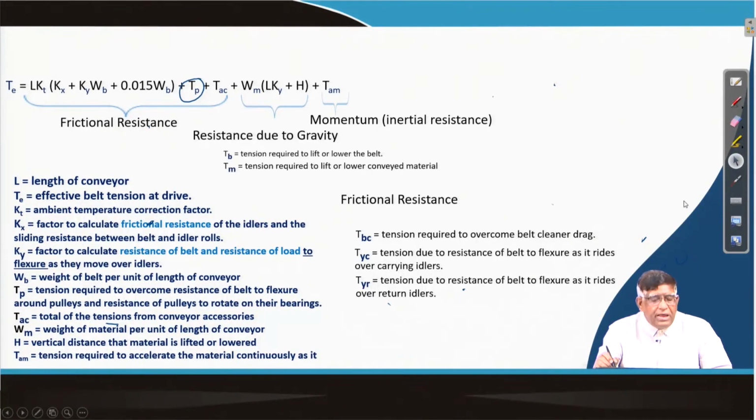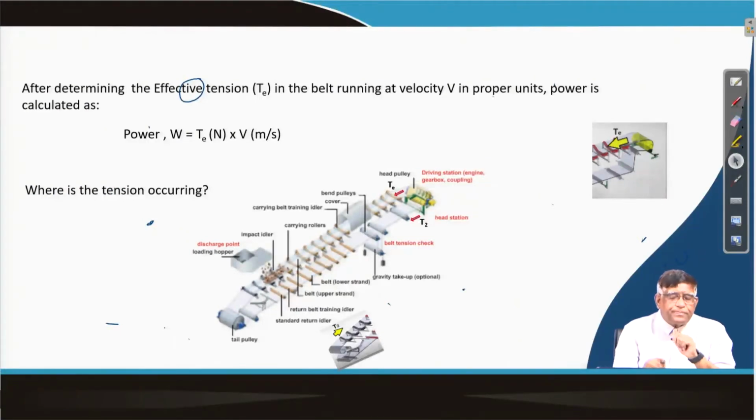Now, coming to the gravity resistance, how much material you are going to lift will mainly determine it. Once you calculate the resistances, that is the effective tension in Newtons, you then need to know at what velocity you will have to run, because the velocity has been determined from the required capacity.